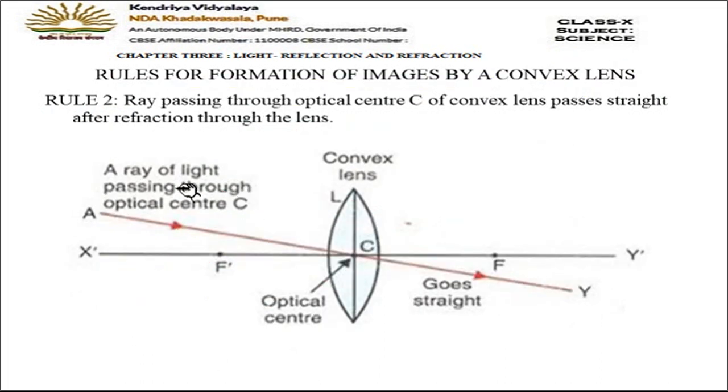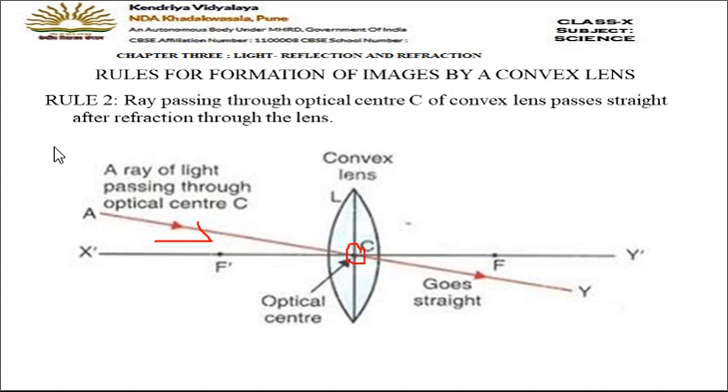Rule number 2 is that whenever a ray of light passes through the center of the lens, you can see here this is the incident ray which is passing through the center of the lens. If any ray passes through the center of the lens, then it goes without any change. That means it has no effect on it. After refraction, it goes straight. Any ray which is passing through the center of the lens will go unrefracted.